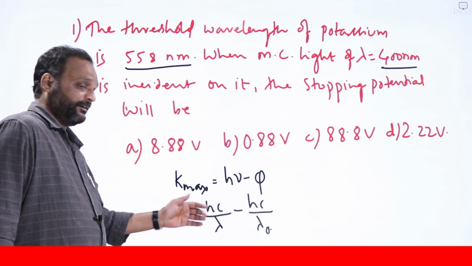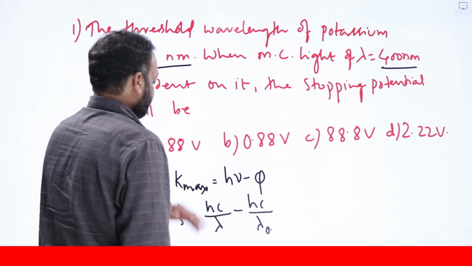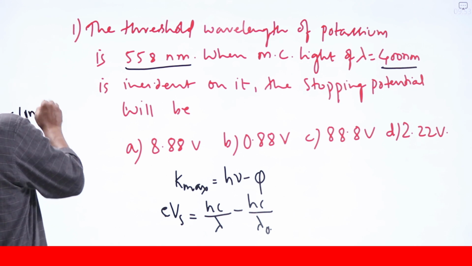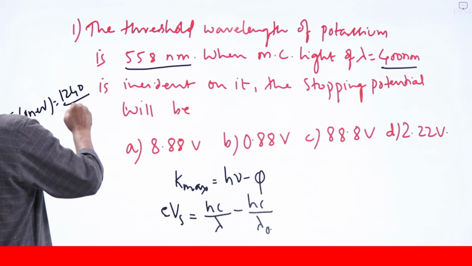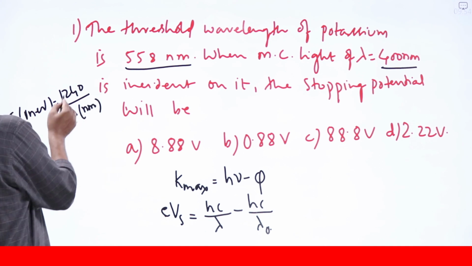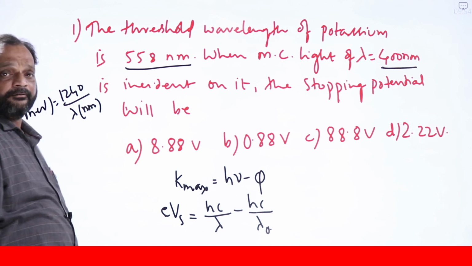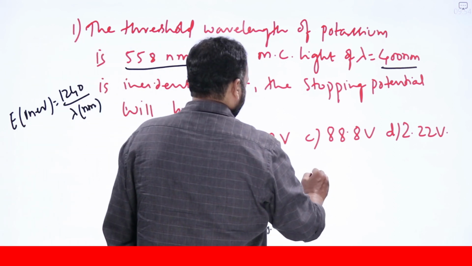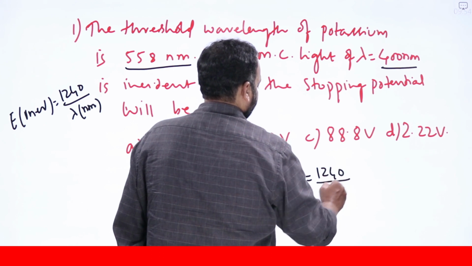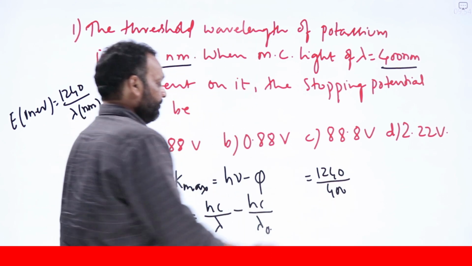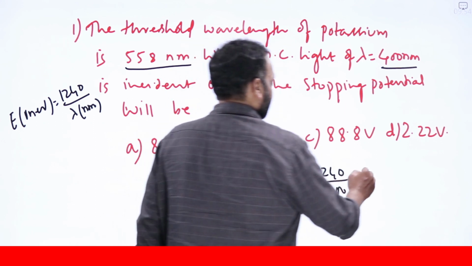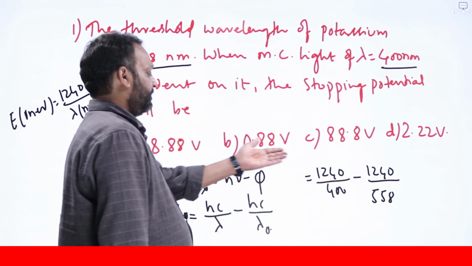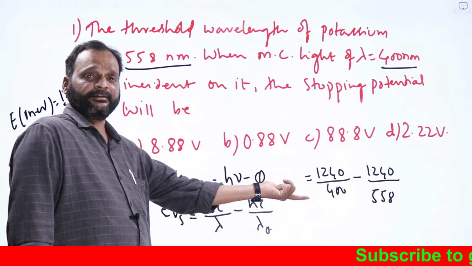Hc by e, if you simplify and substitute, I told you the relation between energy and wavelength: energy in electron volts is equal to 1240 by lambda, if lambda is in nanometers. So 1240 by lambda will directly give us energy in electron volts. The wavelength of light incident is 400, so it is 1240 by 400 nanometers, that is hc by lambda, minus hc by lambda naught, which I can take as 1240 by 558 nanometers, as given. That will directly give us the energy in electron volts, and from that the stopping potential can be found.